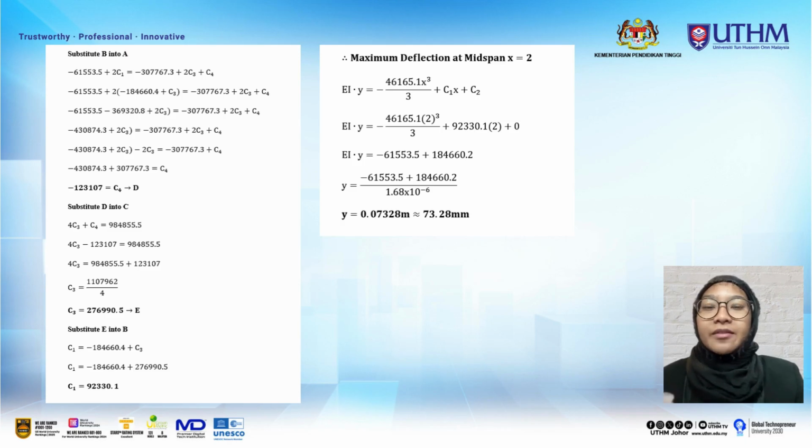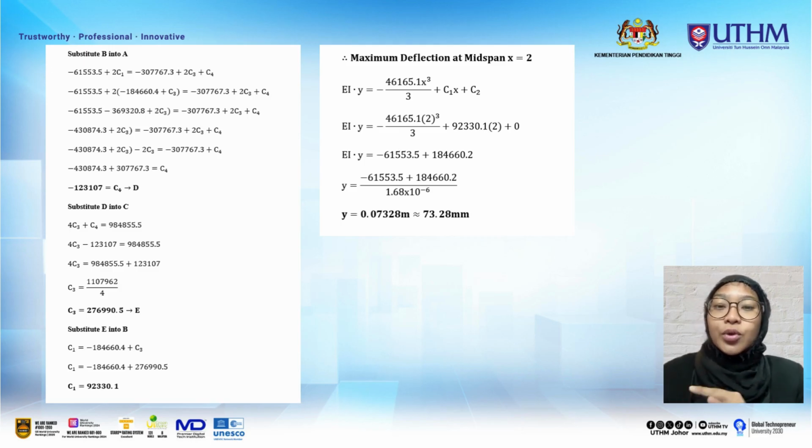For the maximum deflection calculation, the maximum deflection occurs at midspan, which is at the middle, where x is equal to 2. Substitute into region 1's deflection formula, where EI times y is equal to negative 46,165 times x power of 3 over 6 plus C1x plus C2.